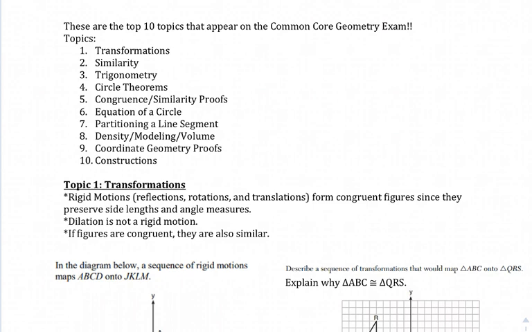So to help you pass the geometry exam, I'm going to explain the top 10 topics that appear on your Common Core geometry exam. So the 10 topics are transformations, similarity, trig, circle theorems, congruence or similarity proofs, equation of a circle, partitioning a line segment, density modeling or volume, coordinate geometry proofs, and then constructions.